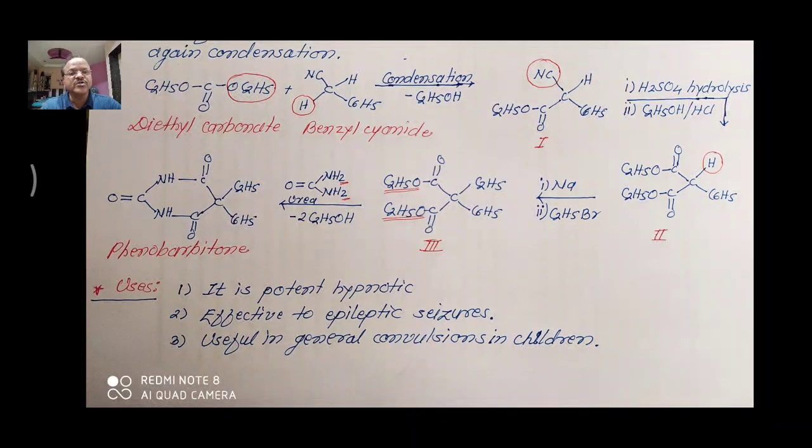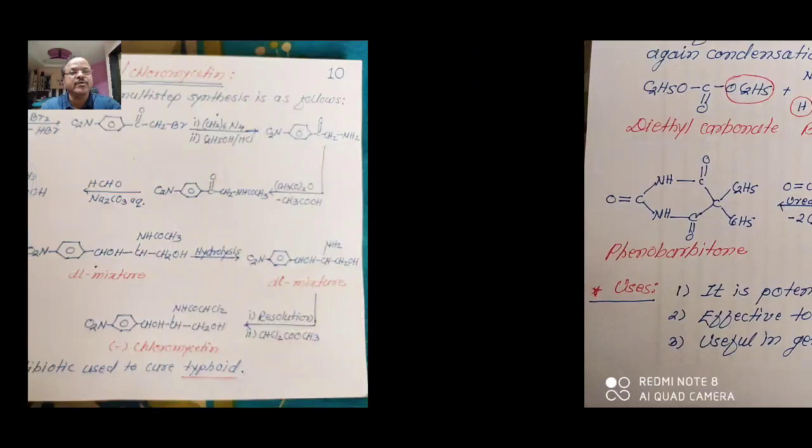Third, it is useful in general convulsions in children. So these are the different uses of phenobarbitone.